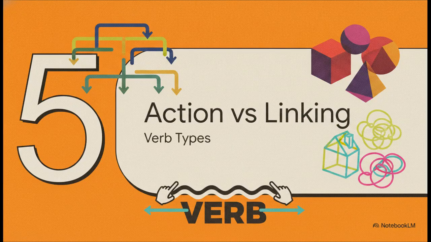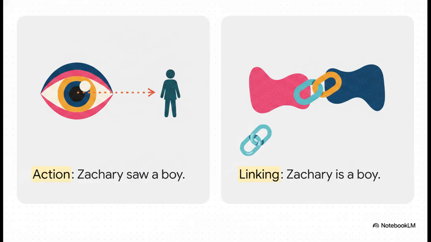And finally, section 5, action and linking verbs. Here's the deal. Only action verbs like saw can actually have objects. Linking verbs like be, look, taste, or smell, they simply connect the subject to a description. They don't take objects at all.